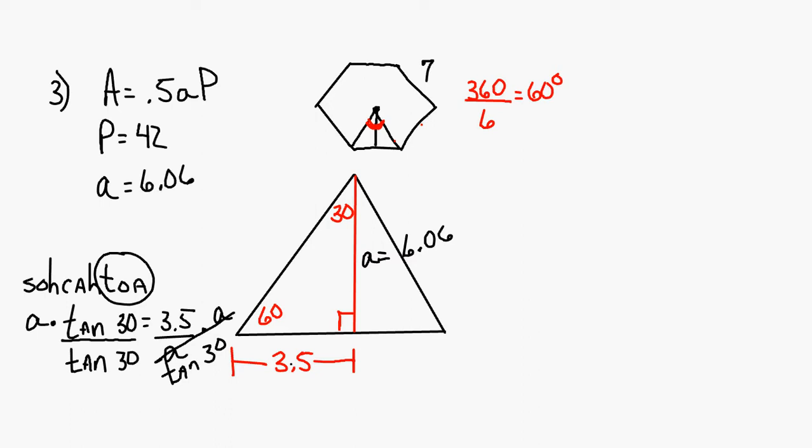So your area is going to be equal to 0.5 times 6.06 times 42. And that is 127.31.